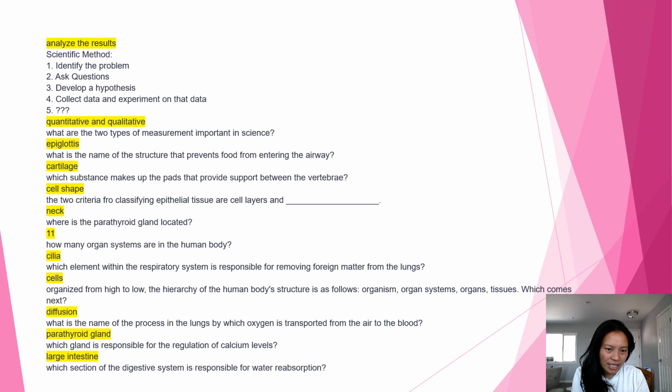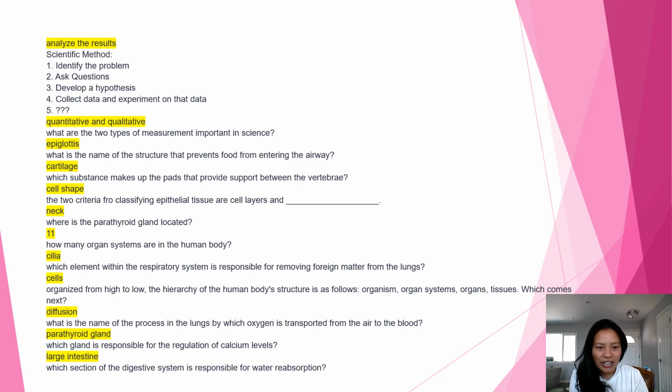Next question, what is the name of the structure that prevents food from entering the airway? The answer is epiglottis. I've taken the TEAS before, and as far as I can remember, these words came out in the test, or these questions rather. Okay, next one. Which substance makes up the pads that provide support between the vertebrae? And the answer is cartilage.